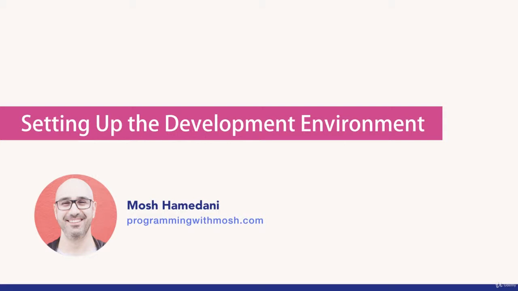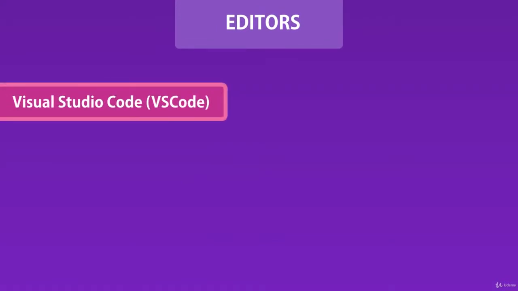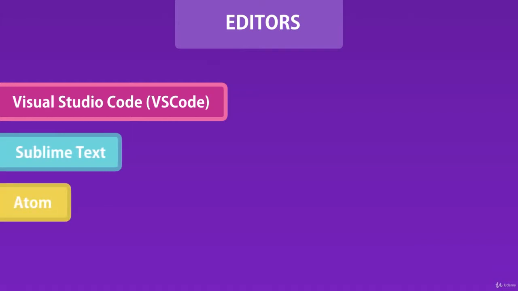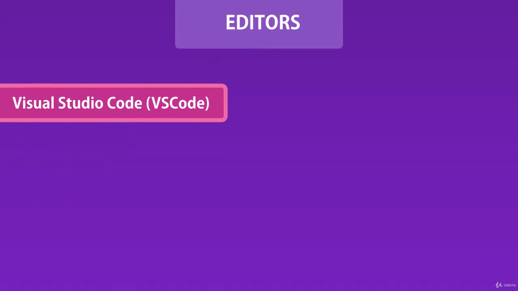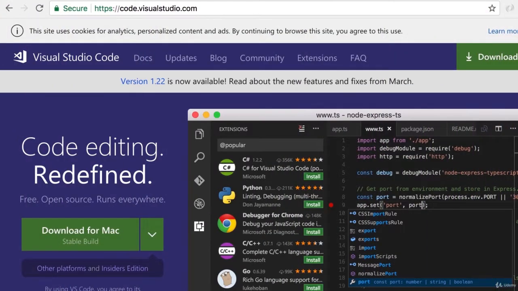In order to write JavaScript code, you need a code editor. There are various code editors out there, including Visual Studio Code or VS Code, Sublime Text, Atom, and so on. Out of these, my favorite is Visual Studio Code that you can download from code.visualstudio.com. It's a very simple, lightweight, cross-platform, and powerful editor. So if you don't have Visual Studio Code on your machine, go ahead and download it.